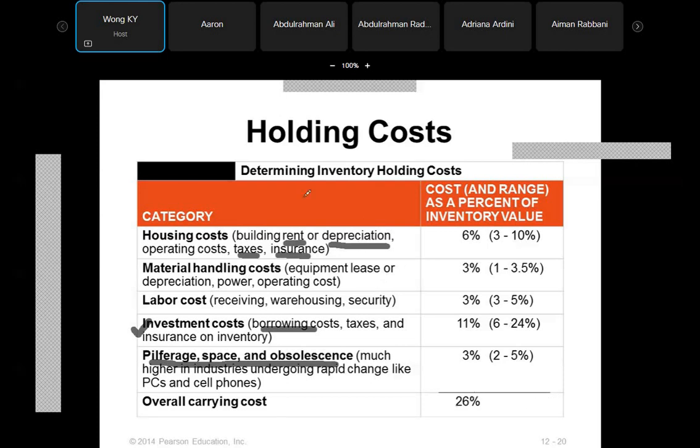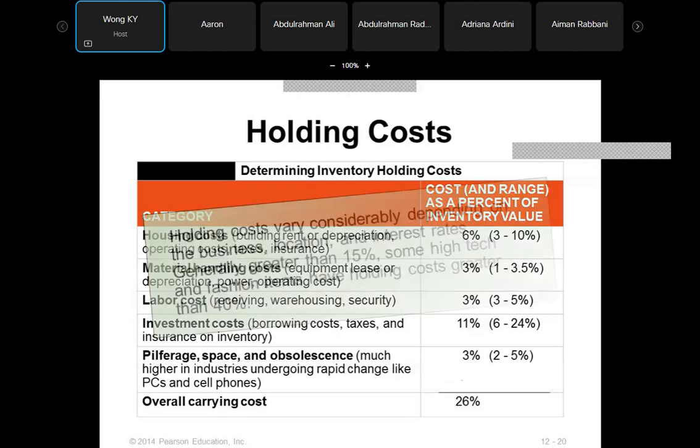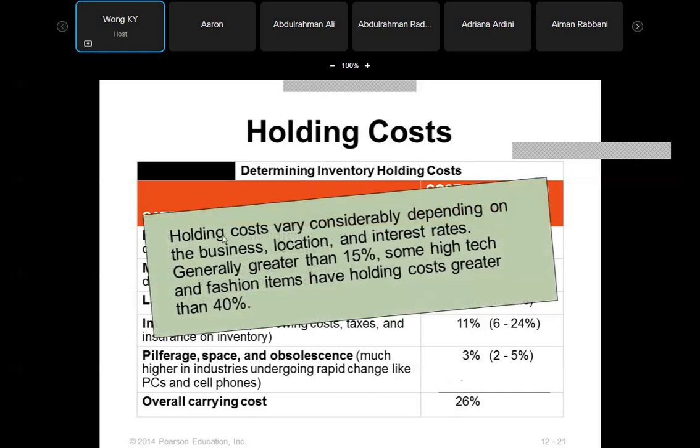And statistics have shown that holding costs actually account for about 26% of the total inventory cost. Okay, it says here holding costs can vary, can be different depending on the business location and interest rates, but generally it is greater than 50%. Okay, and for some high-tech and fashion companies, their holding cost could be greater than 40%. Okay, which is quite a lot.